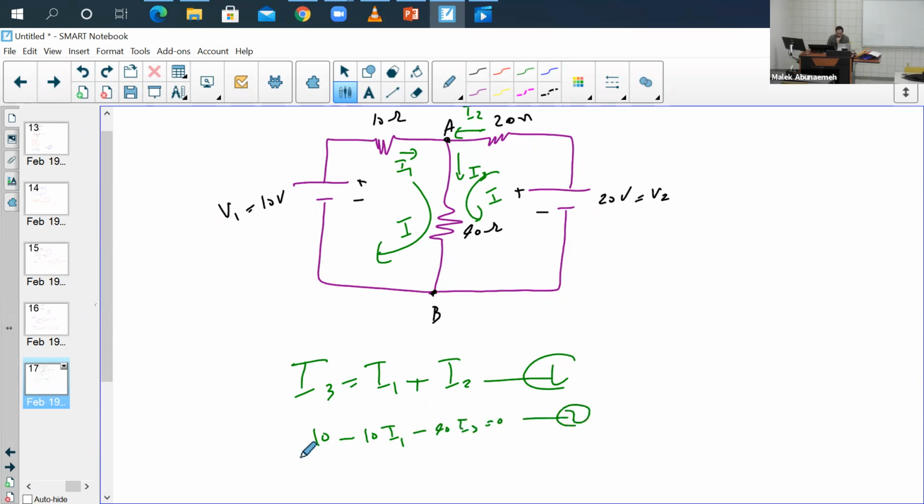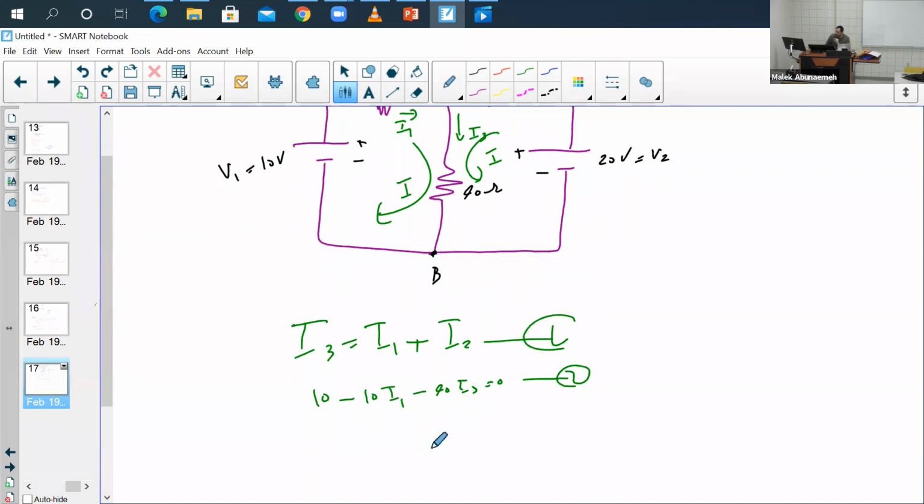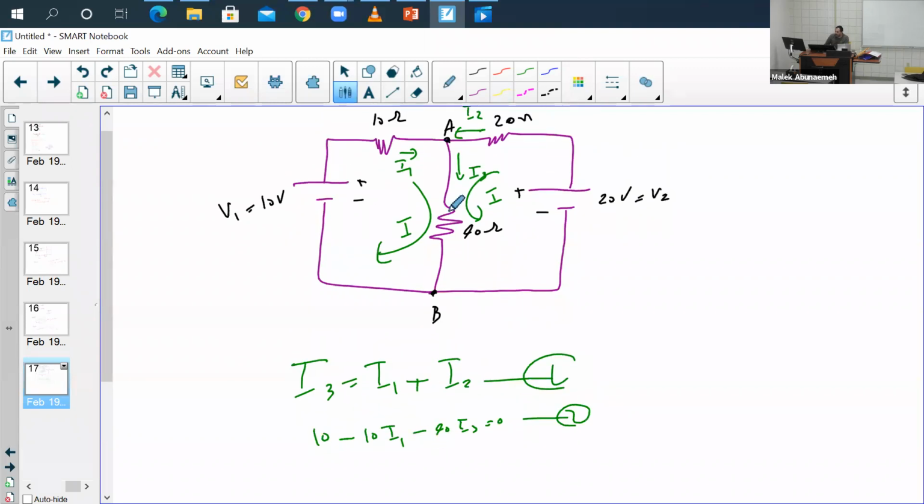That's the second one. The third equation, right now we got 3 unknowns, so we got 2, we need a third equation. So with our third equation, you're going this way. Again, your 20 is going to be positive, minus 20 I2, minus 40 I3 is going to equal 0.